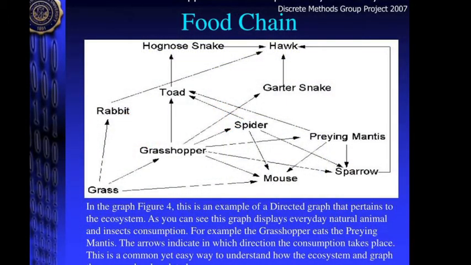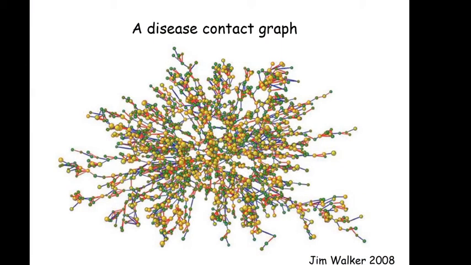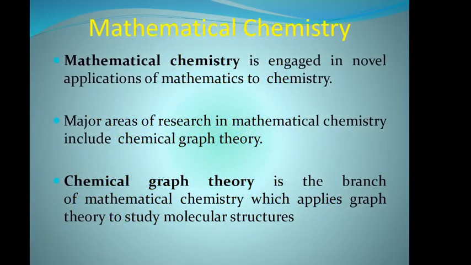Graphs in food chain. Zoology people can use graph models to explain the food chain happening in ecology. This is an example of a disease contact graph given by Jim Walker in 2008.